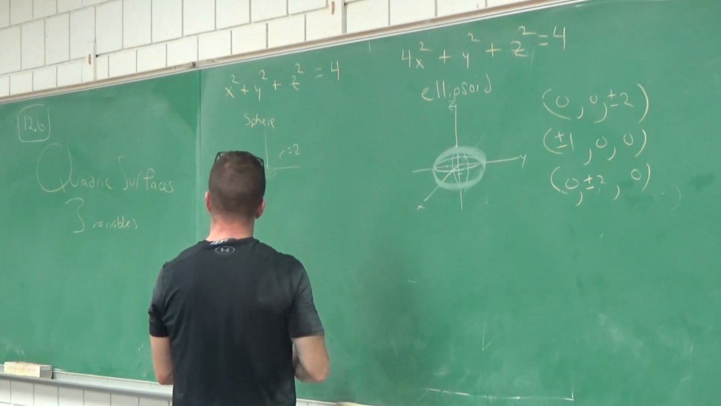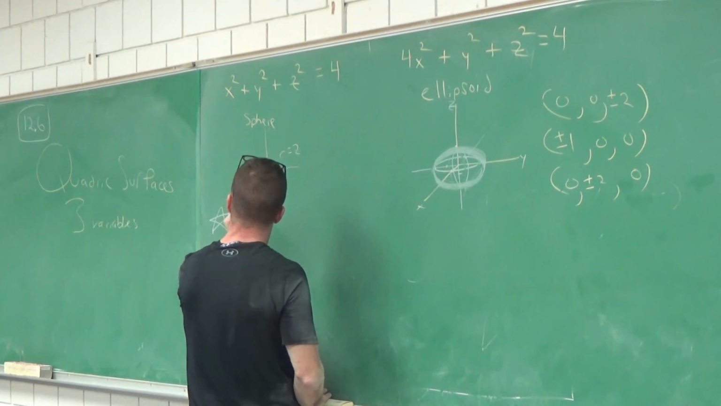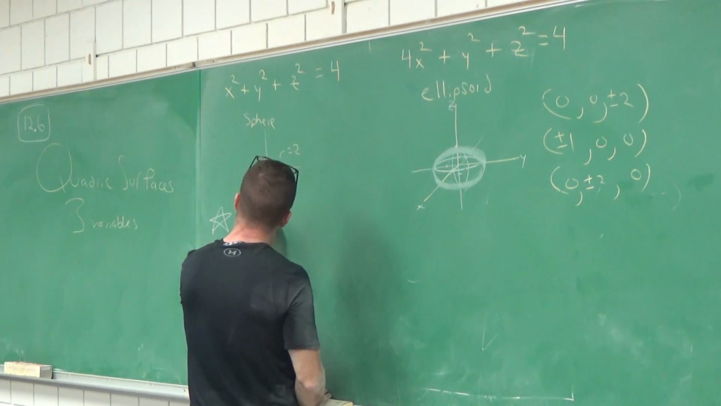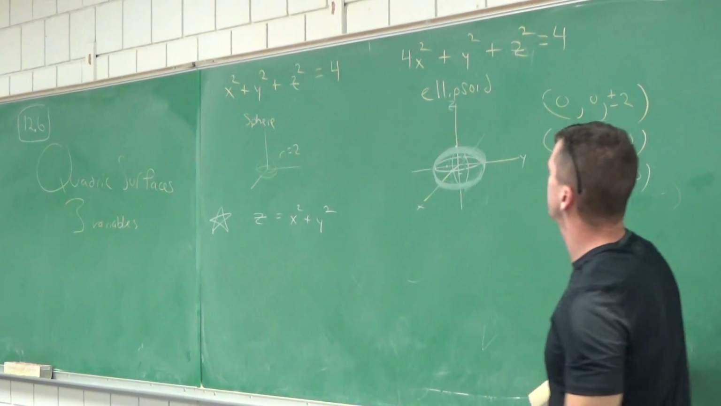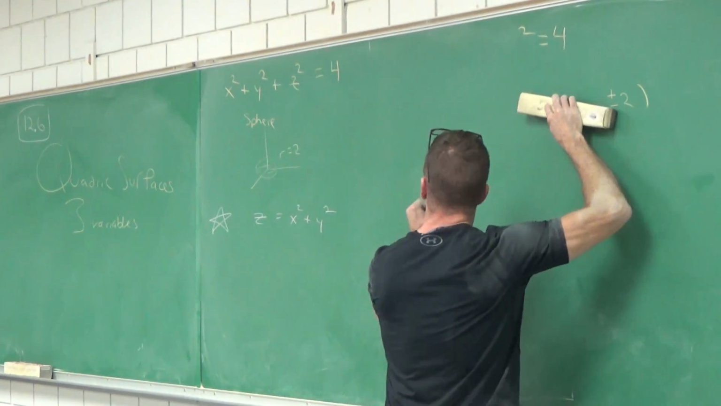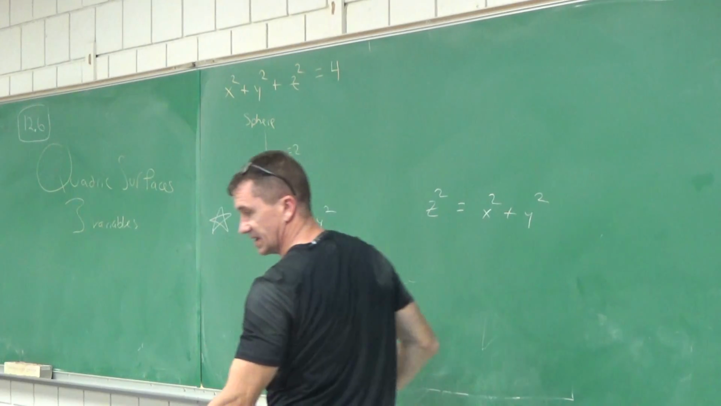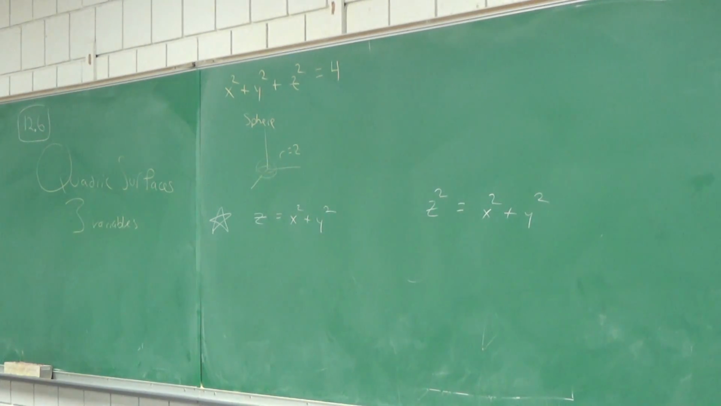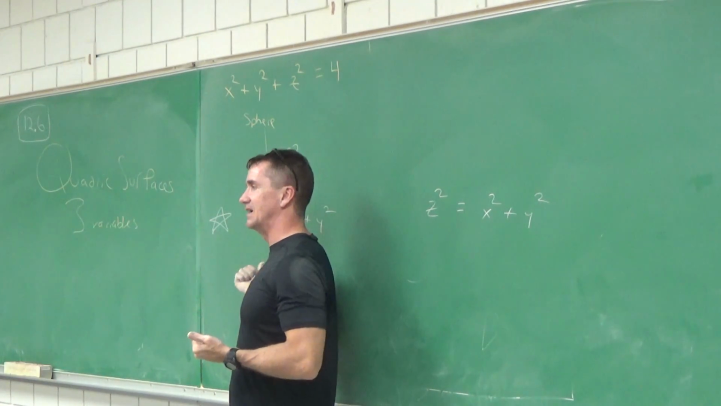All right, now this is very important. I'm going to put both of these at the same time. z equals x squared plus y squared. Can I erase that ellipsoid? z squared equals x squared plus y squared. Okay, this is huge. Don't they look the same? They do. These two look the same. Can you imagine throughout our course how many times we're going to see that?